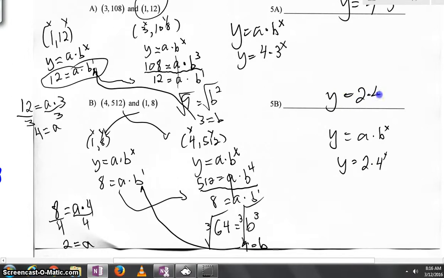Okay, that's the end of our second page. And we'll have one more video wrapping up the financial problems and the applications of exponential growth and decay.